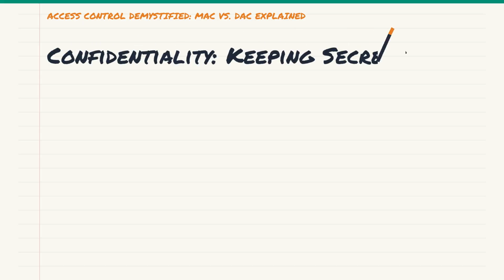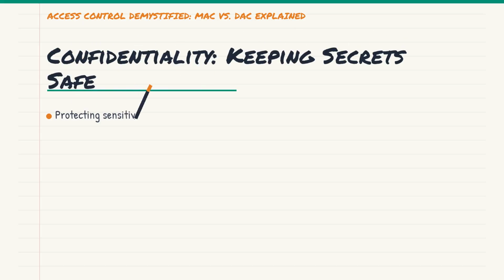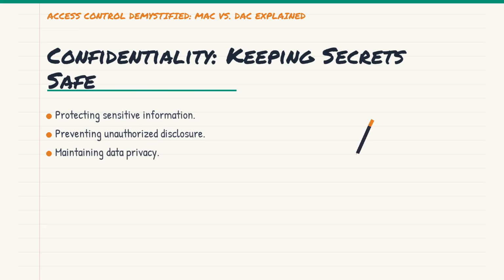So, the first big goal we are after with access control is confidentiality. This is all about making sure that sensitive information stays, well, confidential. Think of your private medical records or your company's financial reports. You definitely don't want just anyone peeking at those, right? Access control mechanisms are designed to prevent unauthorized disclosure of data. It's like having a special vault for your most precious items.